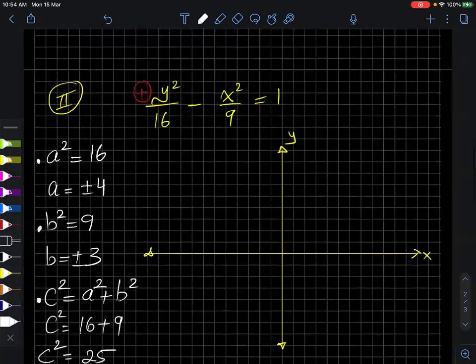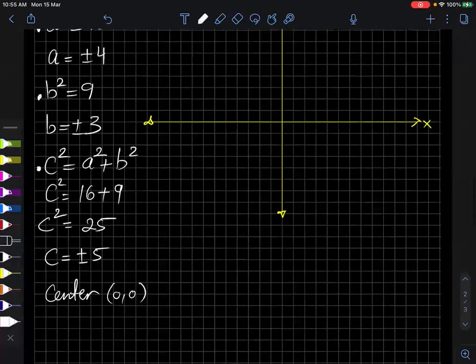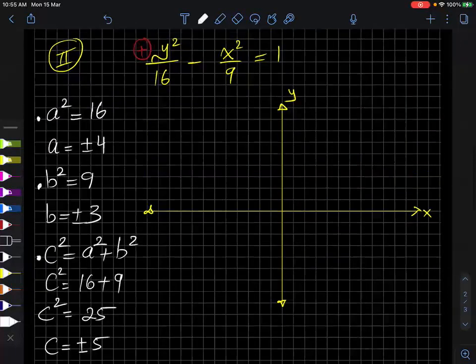The equation up here has no minus something or x squared minus something, so my center is 0, 0. Start first by plotting your center 0, 0. Yes, 4 units up and 4 units down. 4 units up here. Now, pay attention.